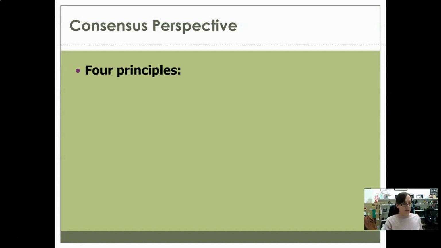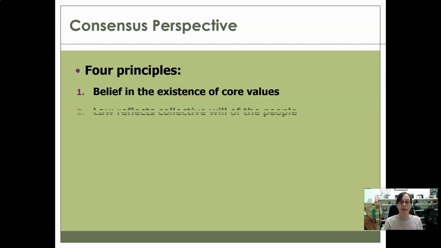There are four main principles of this consensus perspective. First is the belief in the existence of core values. Right off the bat, it is an assumption that there is such a thing as core values, meaning values that are shared by the majority of society. The law then reflects the collective will of the people based on those core values.